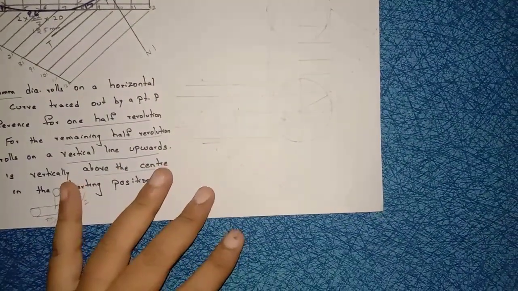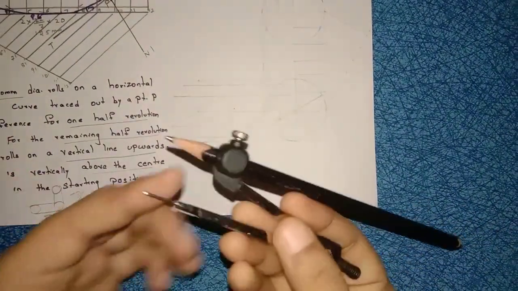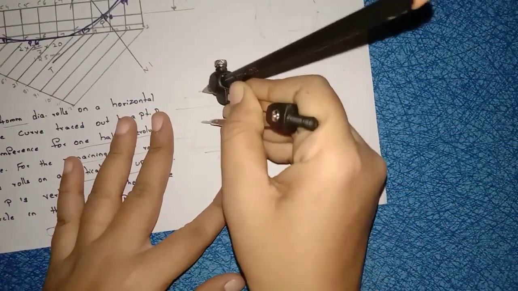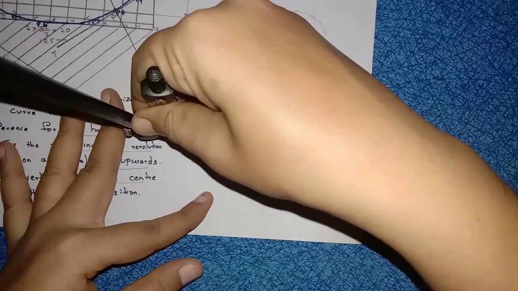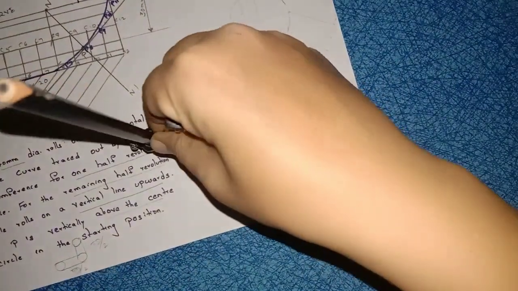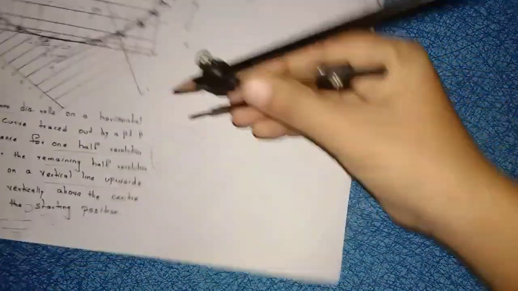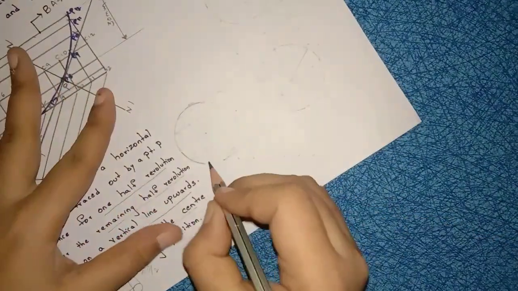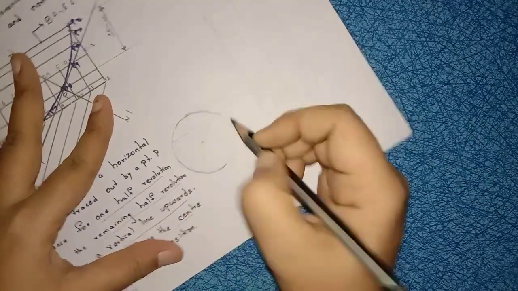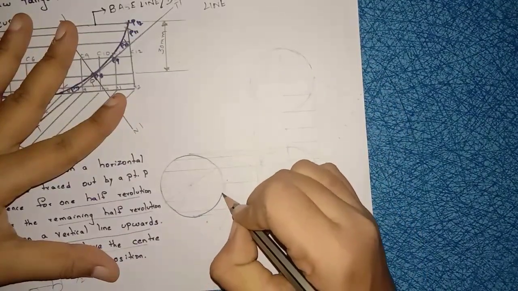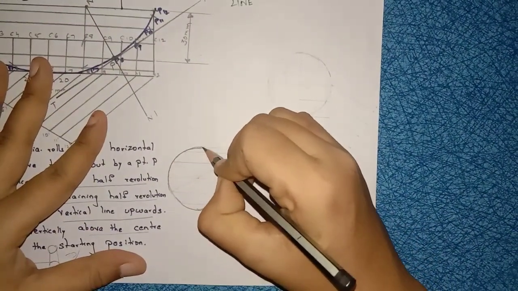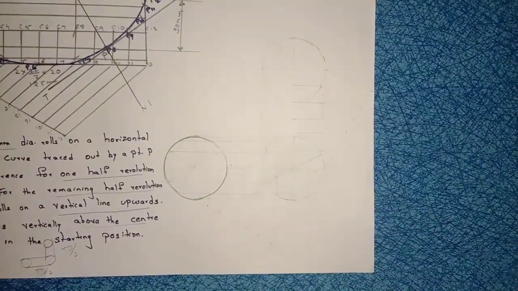First of all, the diameter of the circle is 40 mm, so the radius is 20 mm, and with the help of the radius we construct the circle. As I have already drawn this, I will just draw the circle here. The circle diameter is 40. After drawing the circle, what do we have to do? We have to divide this circle into 12 equal parts.